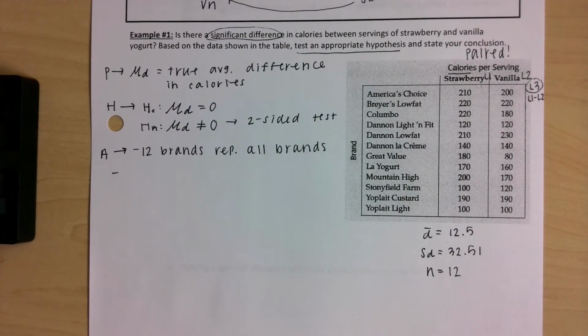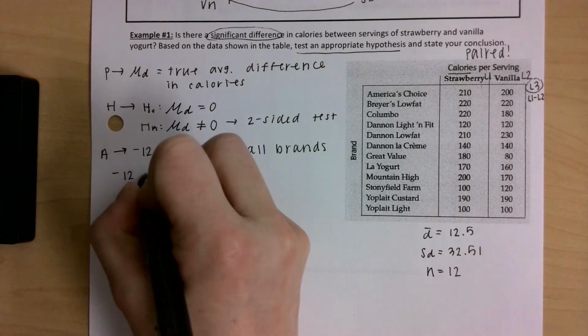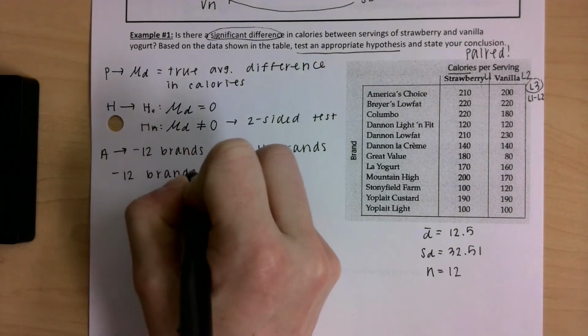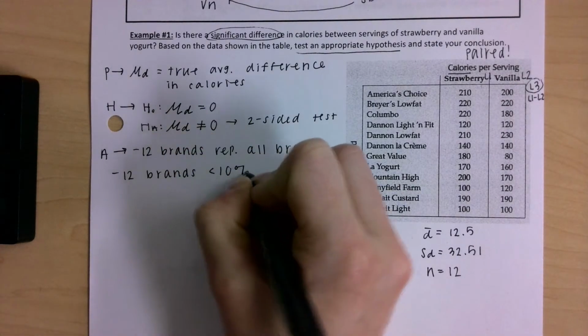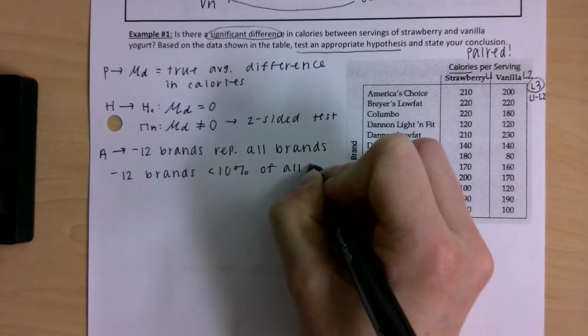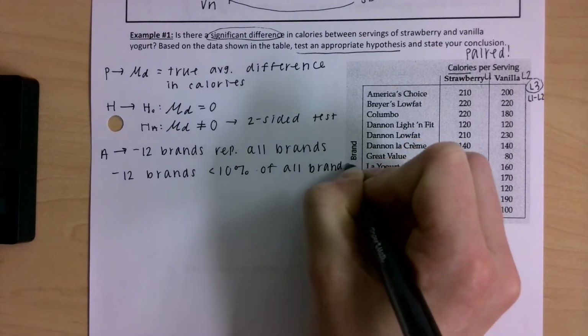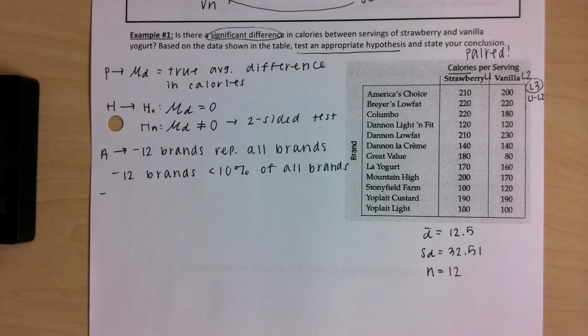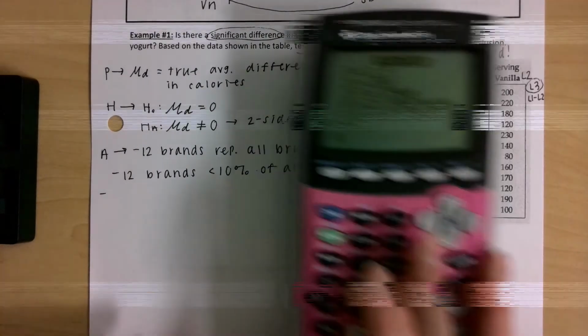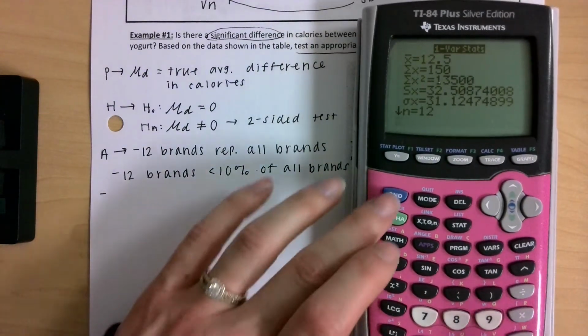My second condition is to make sure that my sample is less than 10% of the population. Again, I think that 12 brands of yogurt is less than 10% of all brands. Another condition I need to check is that the differences are nearly normal.